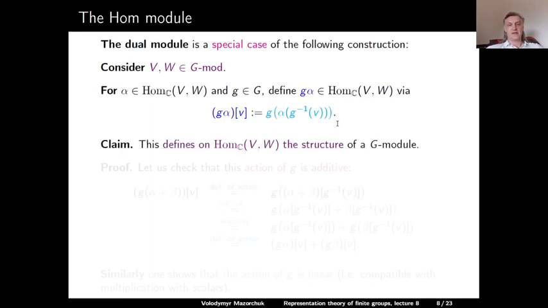Claim: this defines on the set of all linear maps from V to W the structure of a G module. Again, because this formula is linear in alpha and G inverse, it follows that G alpha is actually an element in Hom_C(V, W).